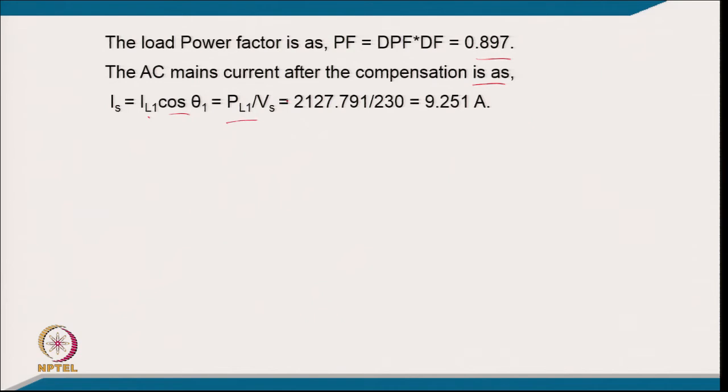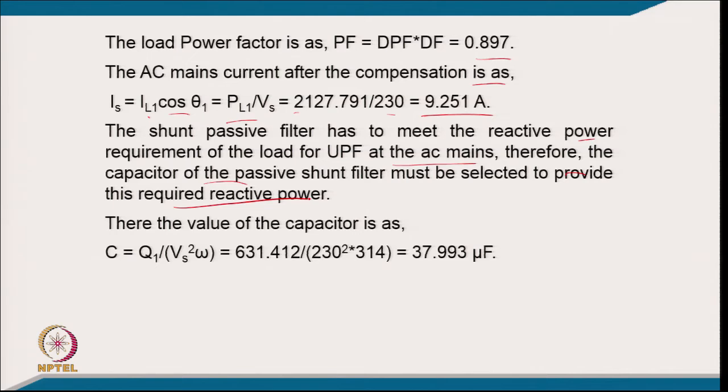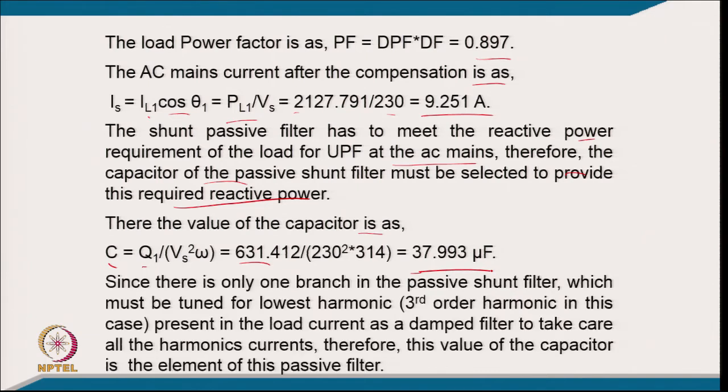cos theta 1, so PL1 by Vs. So, this comes putting the value here. So, it comes 9.251 ampere, and the shunt passive filter has to meet the reactive power requirement of the load for unity power factor at the AC mains. Therefore, the capacitor of the passive shunt filter must be selected to provide this reactive power, and from this reactive power that we calculated for the load, we can calculate the capacitor from this relation. So, it comes 37.993 microfarad.